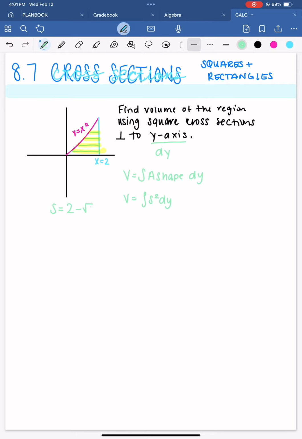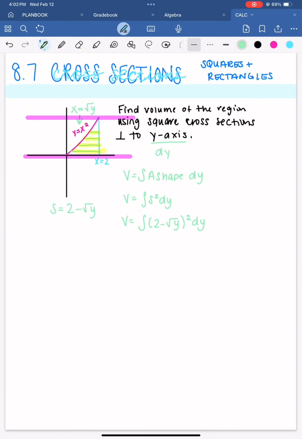And for cross sections, all you're doing is integrating the area of the shape. So since the area of a square is side squared, we need to find what s is. It's going to be the length of those yellow lines that I drew. Right minus left, 2 minus rad y, because I cannot see any x's, we're integrating with respect to y. So since it's side squared, we need to make sure we actually square that side.